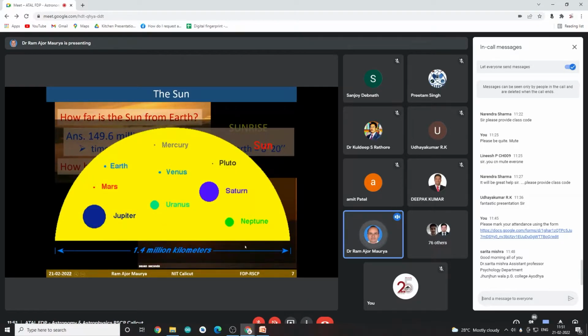And this is the diameter of the Sun, 1.4 million kilometers. Its radius is 696 megameters.